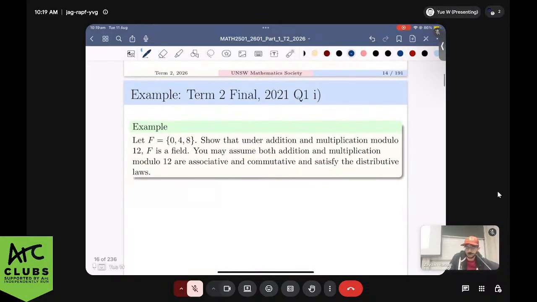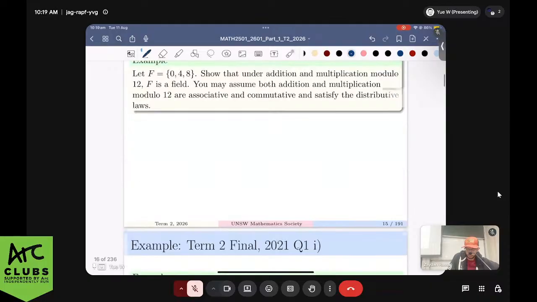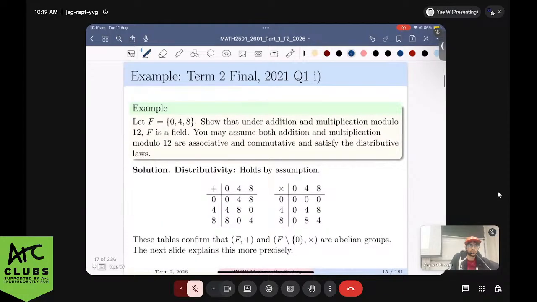Okay, so here's an example question. Let F be the field containing just these three numbers. Show that under addition and multiplication mod 12, this is a field. To show it's a field, we just need to show F with plus is an abelian group and F with times is an abelian group, excluding 0. So first of all, we'll draw this.